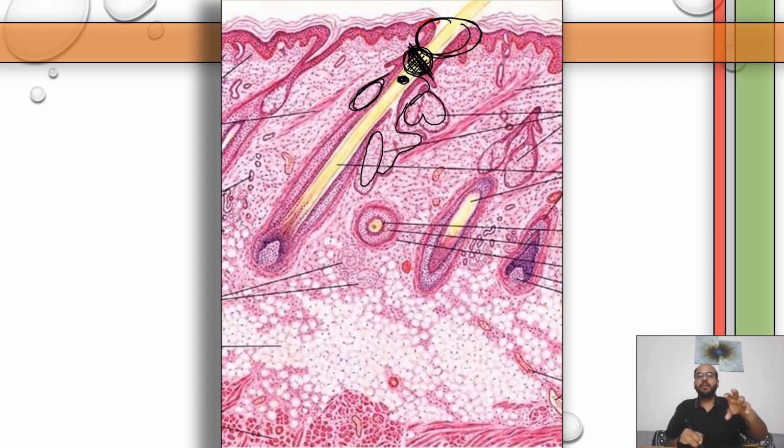Now, after blocking of the opening, the keratin keeps on accumulating, and that accumulation leads to destruction of the apparatus, leading to inflammation, and that is how you get the inflamed acne lesions. How exactly it happens, we'll discuss in the subsequent slides. Okay, so let's move forward.